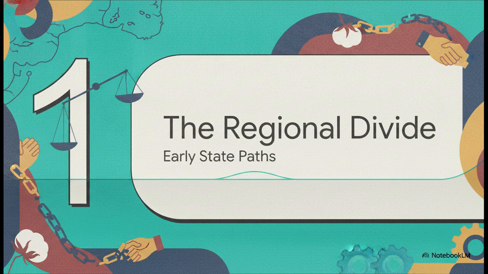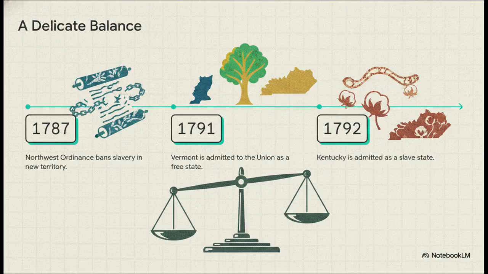Right out of the gate, the Constitution left the crucial issue of slavery largely unresolved, which set up a really delicate geographic balancing act. You can see the federal government trying to juggle this balance of power between the North and South from day one. In 1787, the Northwest Ordinance explicitly banned slavery north and west of the Ohio River. Now, a lot of Americans thought this meant the founders intended for slavery to just naturally fade away. But a very different path quickly emerged. Vermont is admitted to the Union as a free state in 1791. But then, literally just 1 year later, Kentucky comes in as a slave state. The government was carefully, meticulously weighing the scales of regional power.